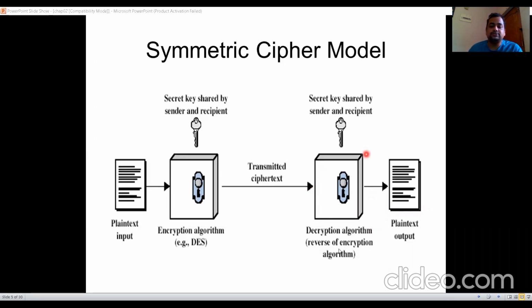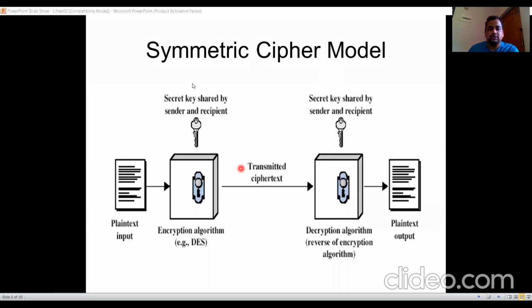It is the reverse process of the encryption algorithm, and it also uses the shared key, which is shared by the sender. That same key is used by the receiver in the decryption algorithm, and the process is called decryption, to find the plain text. Now the entire diagram is easy to understand. It is a symmetric ciphering mechanism.